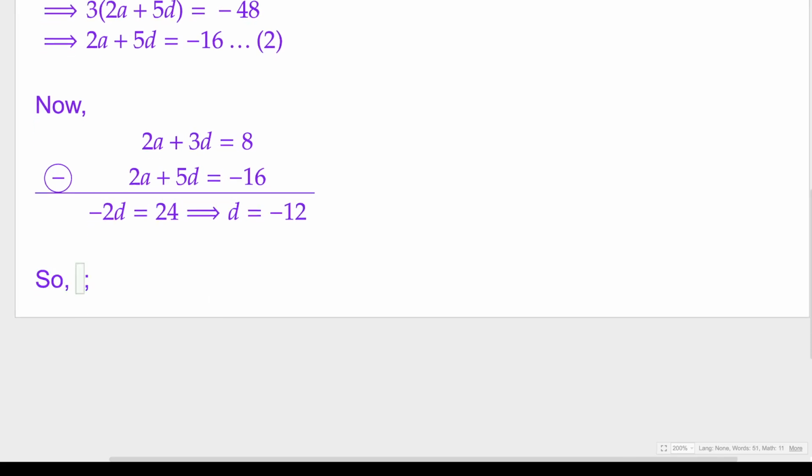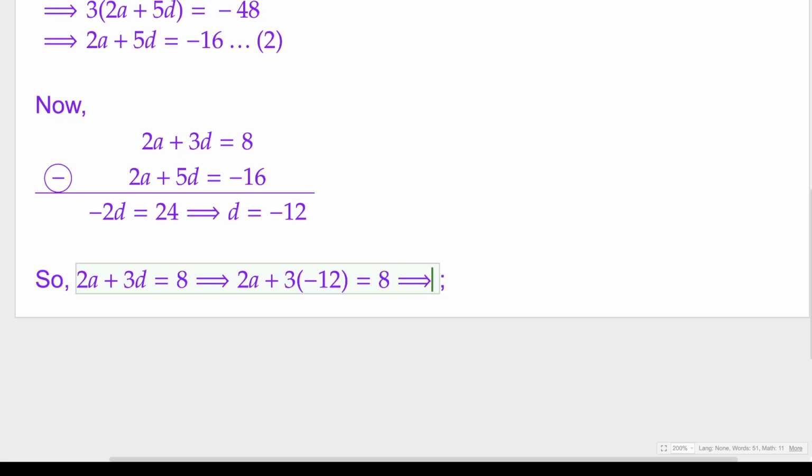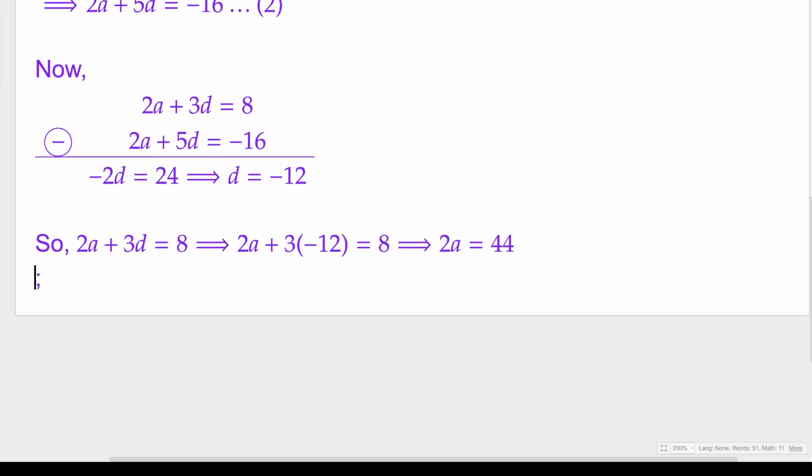For the expression 2a plus 3d equal to 8, we can substitute the value of d, that is 2 times a plus 3 times negative 12 is equal to 8. On solving this, we get 2a equal to 44. Now further, I need to calculate S subscript 10, and whatever the value is, we'll just compute the absolute value of it.